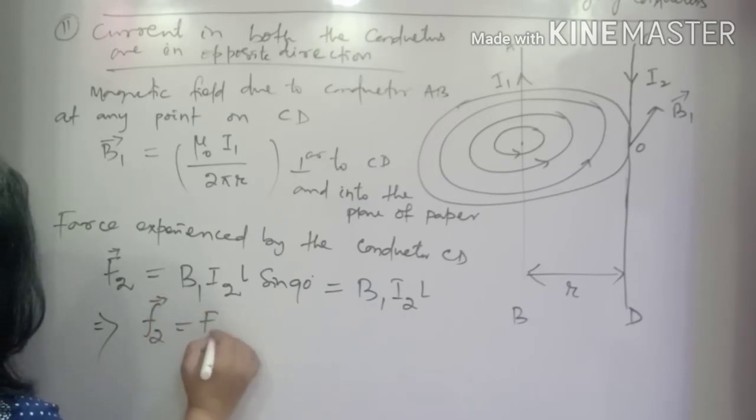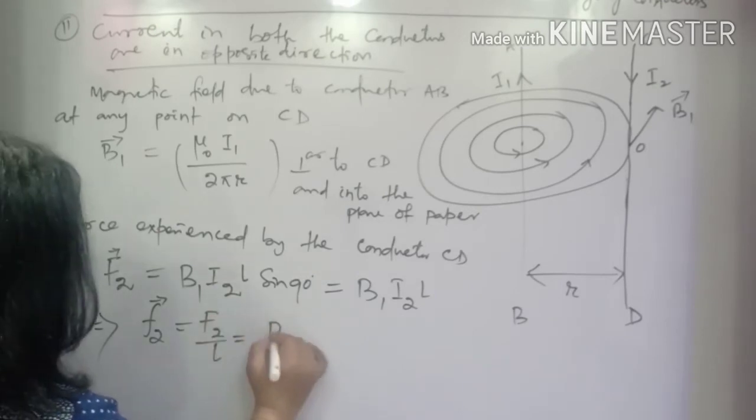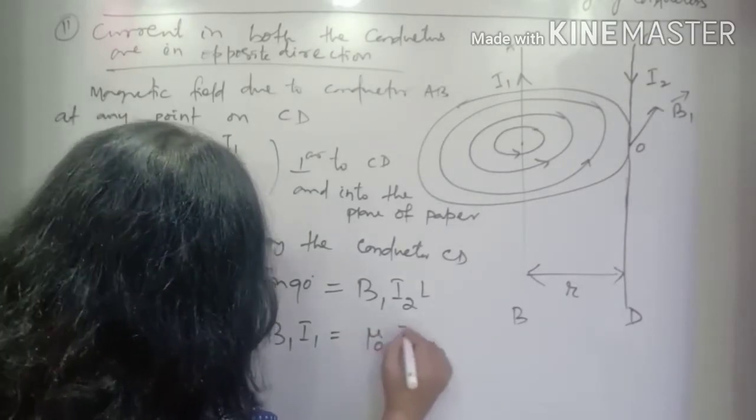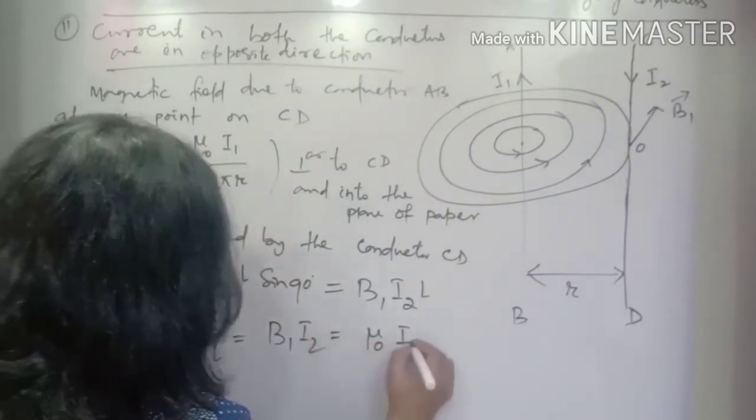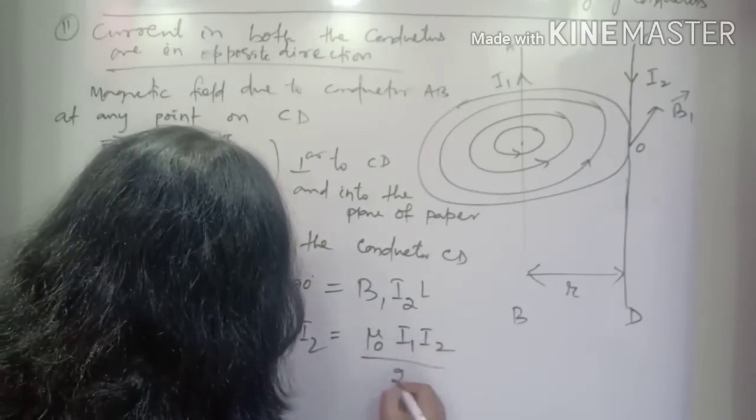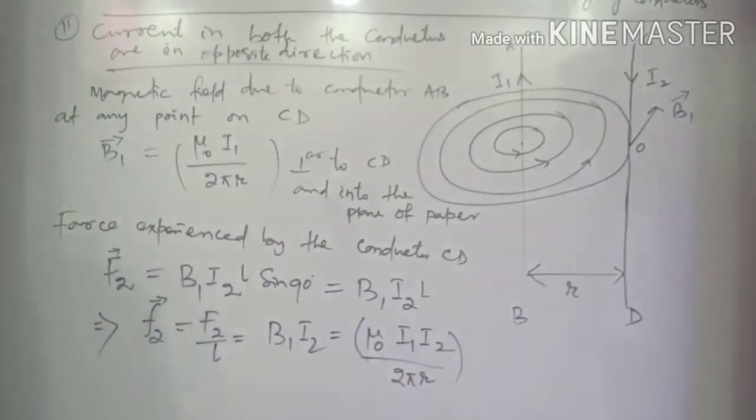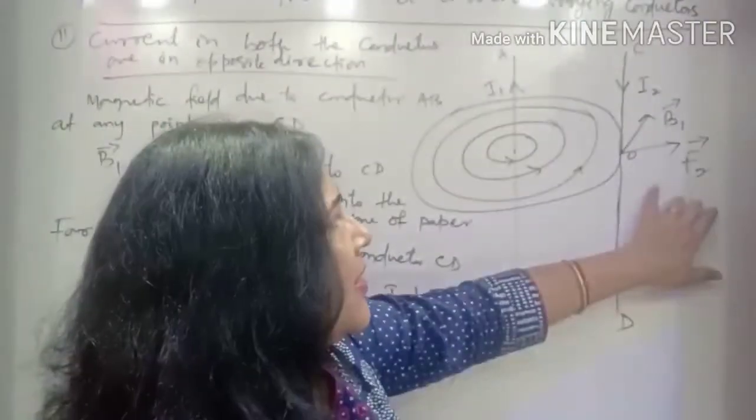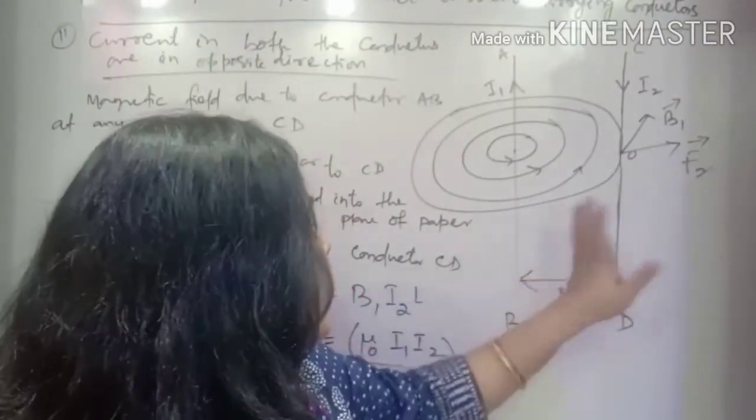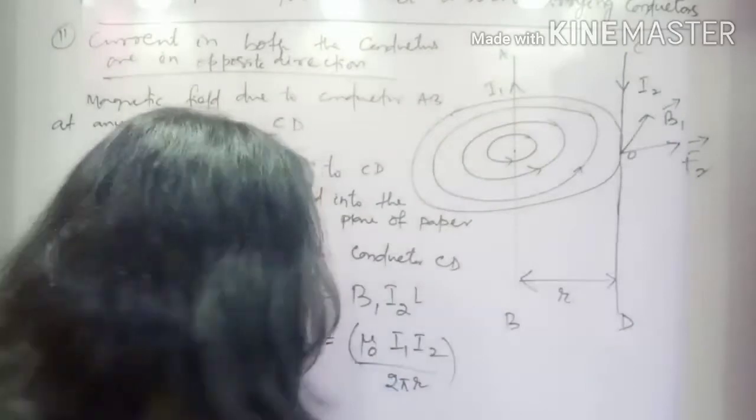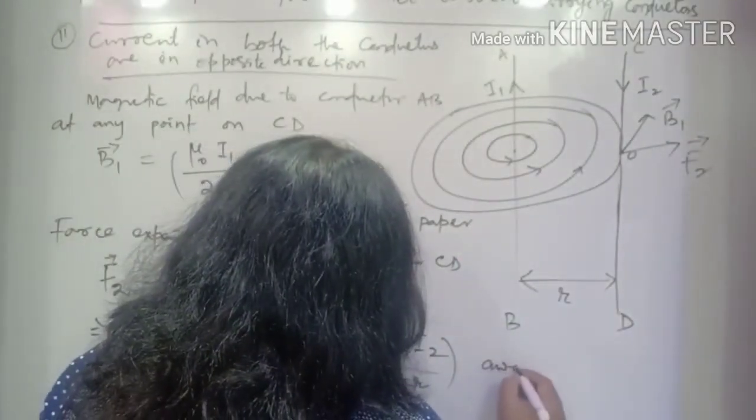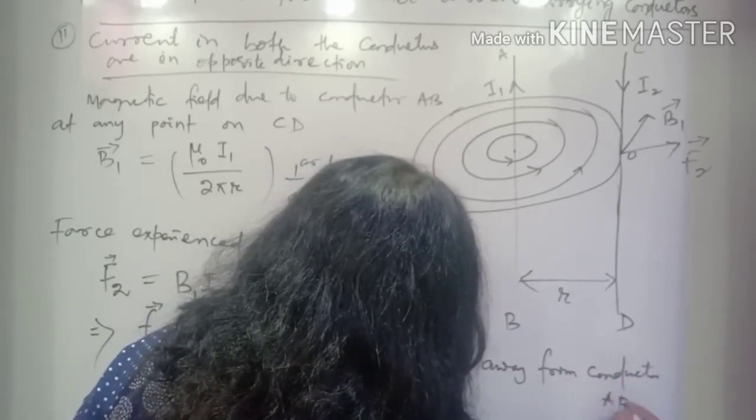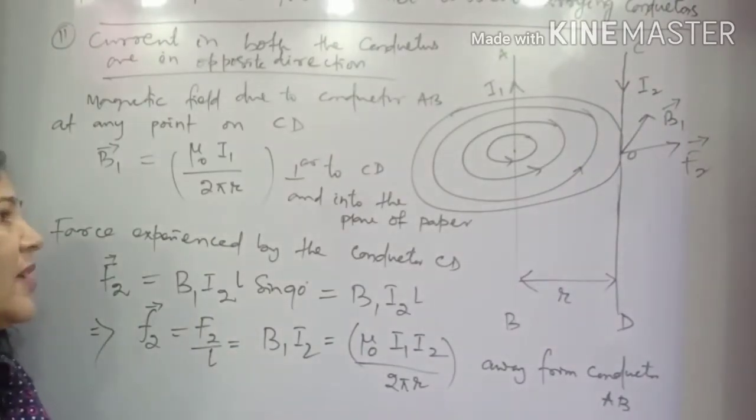It will be equal to F2 by L, which is equal to B1 I2. Now B1 is mu naught I1 by 2 pi r, so here it is mu naught I1 I2 by 2 pi r. This is the expression for the magnitude of the force experienced by the conductor CD. The force direction is away from the conductor AB. So this is what we got for F2's expression.